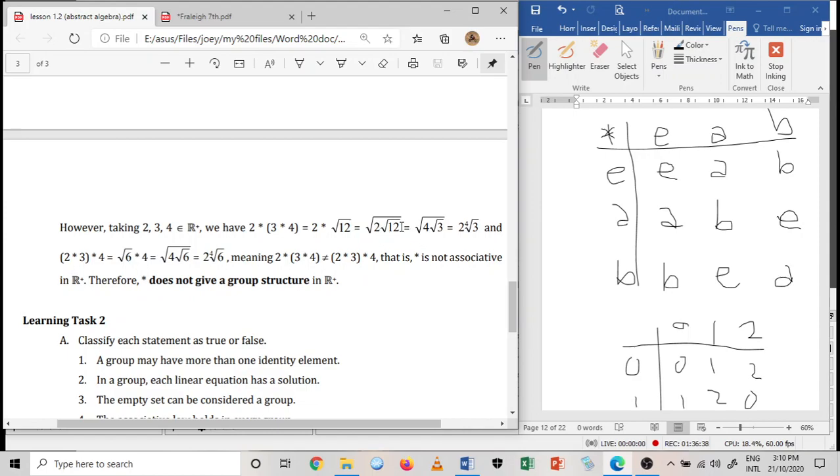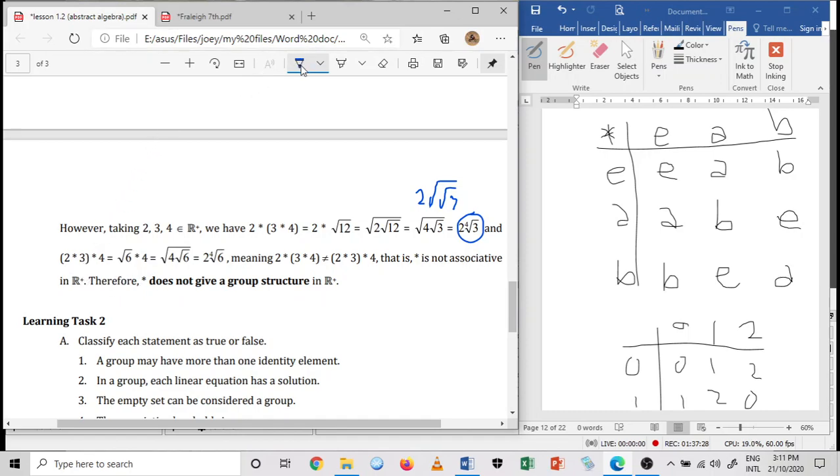But then the square root of 12 is 2 times the square root of 3. So this can be written as the square root of the product 4 times the square root of 3. But the square root of 4 is 2. So we have 2 times the 4th root of 3. Again, let me clarify that. The square root of 4 is 2. So this will become 2 times the square root of the square root of 3. That is why we have here 2 times the 4th root of 3.